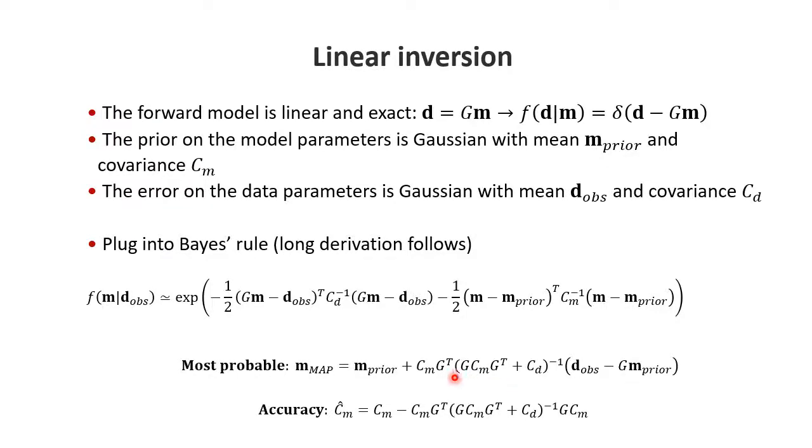So in that solution, we can also calculate what's called an accuracy. That means the covariance in that solution. And so that covariance is simply the prior covariance, and then again you have a subtraction which has to do with the forward model. So those who have already taken courses in geostatistics will recognize that this looks a lot like the Kriging variance, and that's essentially what it is here.